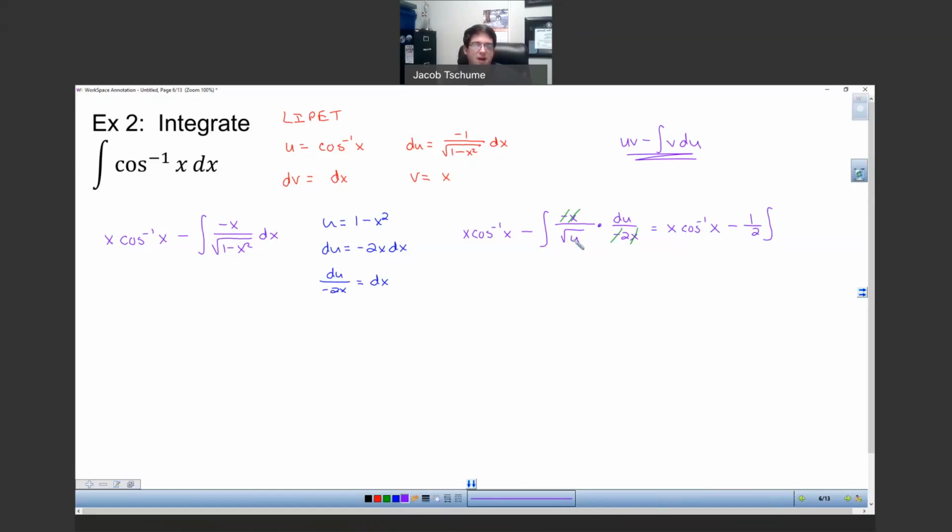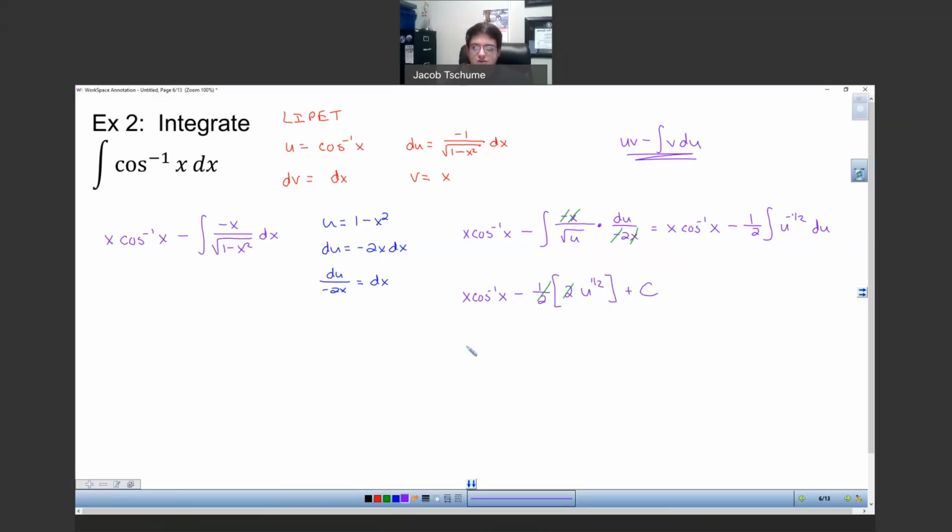And if you rewrite 1 over the square root of u, that is the same thing as u to the negative 1/2, that we can now integrate. So this is x times the inverse cosine of x minus 1/2 times, add 1 to the power, which is u to the 1/2, and I'm going to multiply by its reciprocal, which is 2, and then don't forget your plus C. Well, the 2 and the 1/2 here just cancel each other, and don't forget to substitute your u function back in.